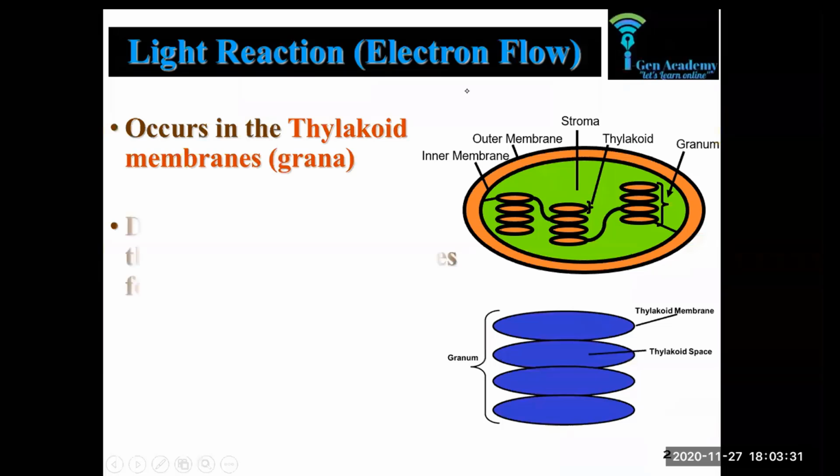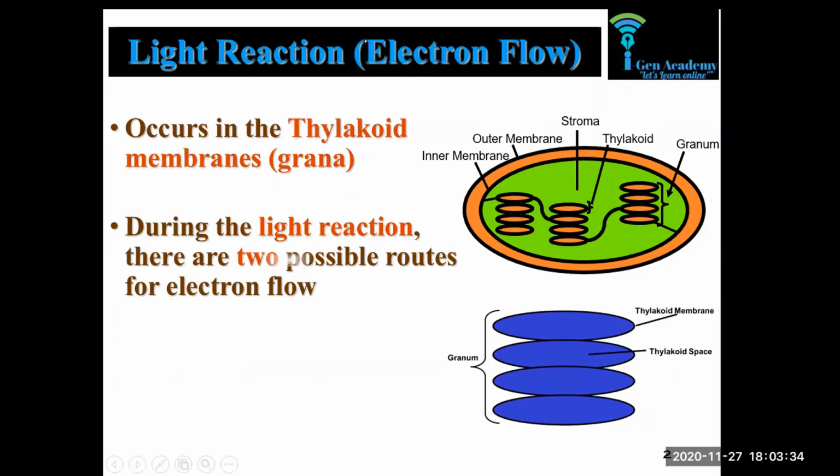Let's move ahead. What exactly happens in light reaction and where does it occur? The light reaction occurs in a structure called the chloroplast. Where exactly in the chloroplast? In the thylakoid membrane of the chloroplast. If I take this granum out, you can easily see that each granum has a stack of thylakoids. The thylakoid has two parts, the central thylakoid space and the outside thylakoid membrane. This thylakoid membrane is the site where the light reaction occurs.